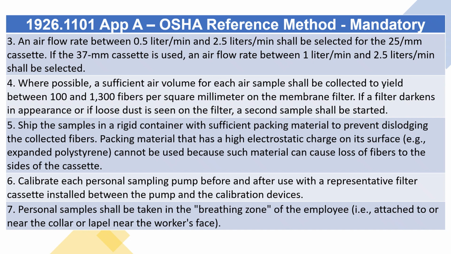Packing material that has a high electrostatic charge on its surface, e.g., expanded polystyrene, cannot be used because such material can cause loss of fibers to the sides of the cassette. 6. Calibrate each personal sampling pump before and after use with a representative filter cassette installed between the pump and the calibration devices. 7. Personal samples shall be taken in the breathing zone of the employee, i.e., attached to or near the collar or lapel near the worker's face.